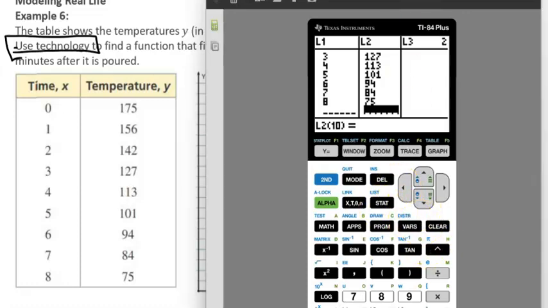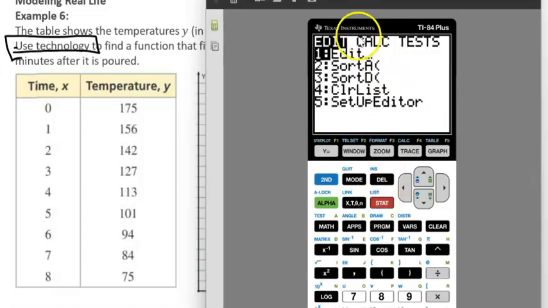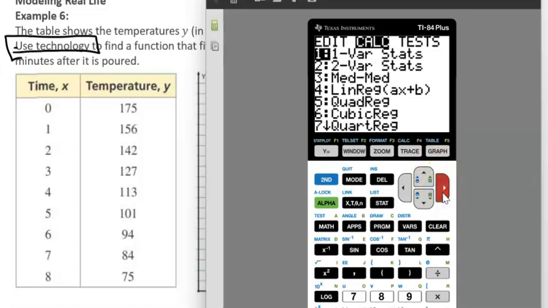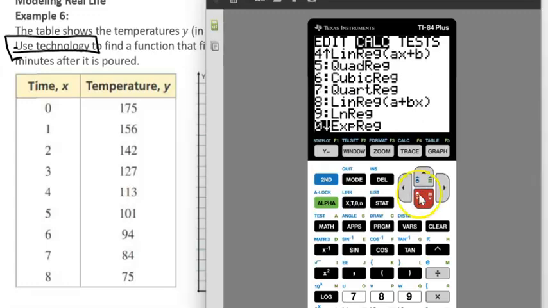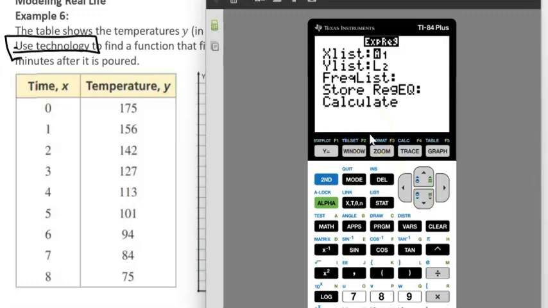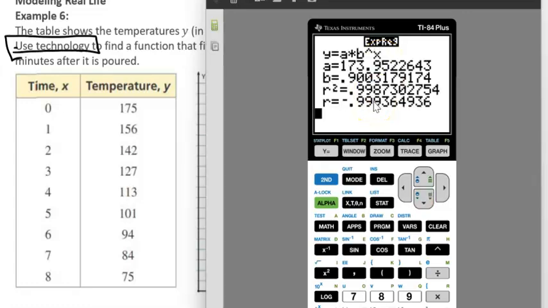All right, so from there, you're going to press Stat. You want to go over to where it says Calc, so use the right arrow to go to Calc. And we are using exponential, so go down until you get to the one that says ExpReg. It's 0 on mine, exponential regression, and hit Enter. It says x's are in L1, y's are in L2. Go down to Calculate, where it's flashing, and hit Enter.